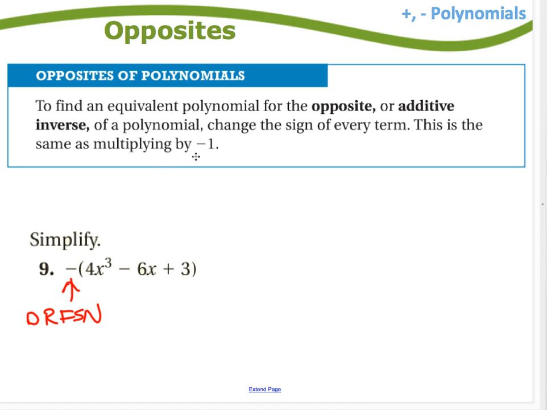What you need to do is change the sign of everything that's inside the bracket. So inside the bracket here, this is a positive 4, so it would need to be changed to a negative 4x cubed. This one's a negative 6, that one changes to a positive 6x. And this one's a positive 3, it changes to a negative. Notice that I change each of them. Anyway, you need to change each of those signs within there, not just the first one, it's all of them.